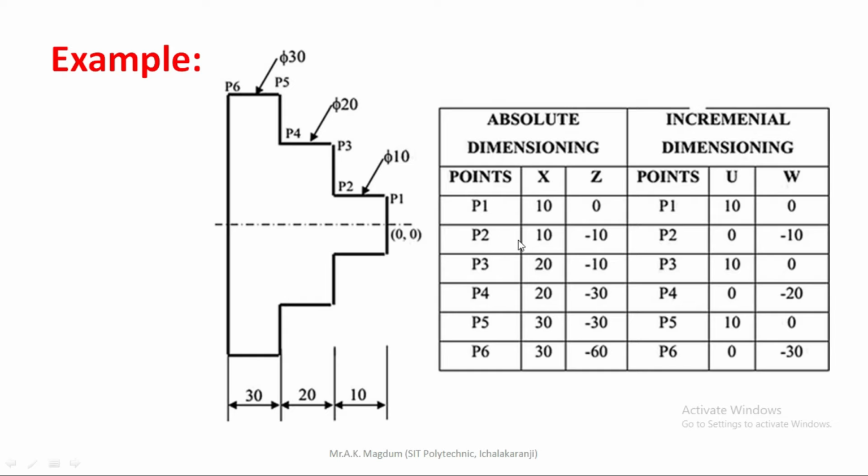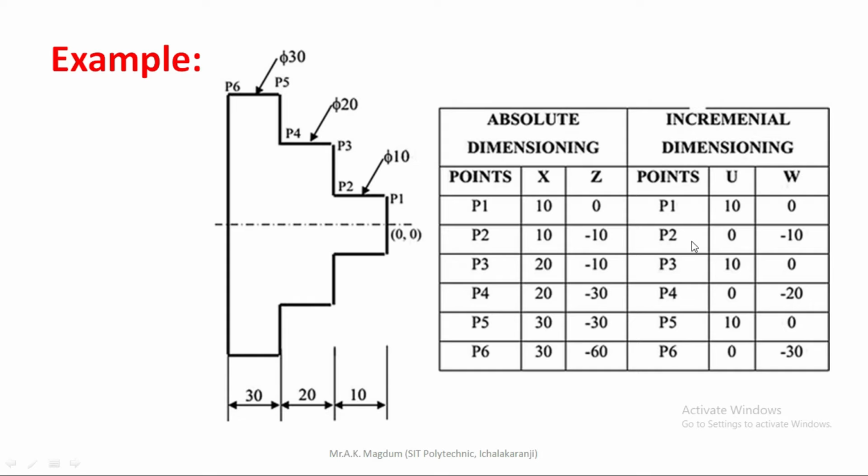Take the example of point number 2, that is P2. Here x is 10, no doubt, because the diameter of the workpiece is 10. While taking the dimension of z from this origin point in the absolute dimensioning system, the dimension is minus 10, because this one is the origin point, and when we shift towards the left direction, a minus z value is given in the absolute dimensioning system.